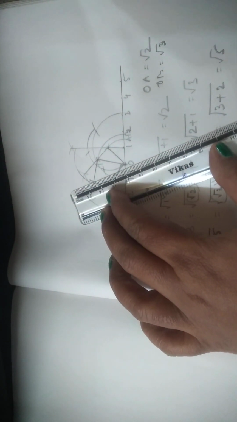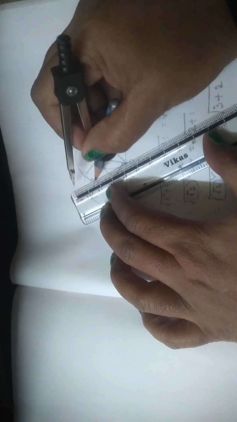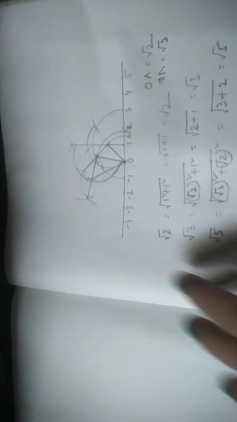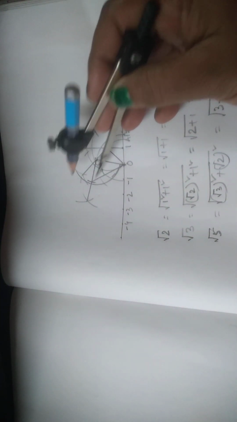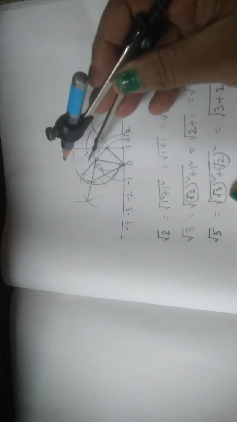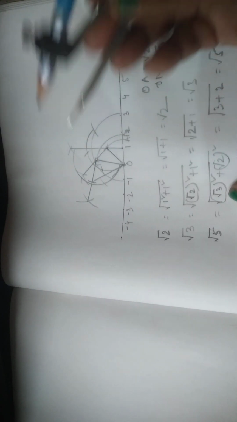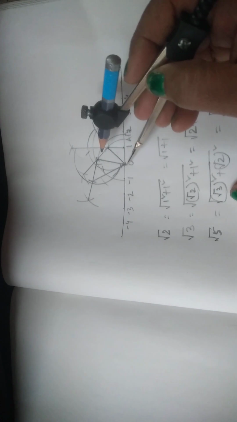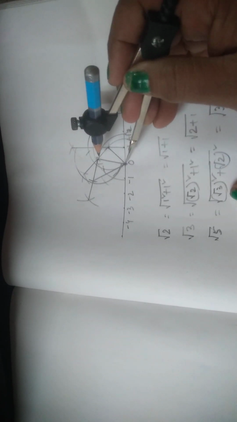Now join this 0 to this point. This is the value of root 5, because this is root 3 and this is root 2. Root 3 square plus root 2 square is equal to root over 5. So root over perpendicular square plus base square is equal to hypotenuse. This is the value of root 5.